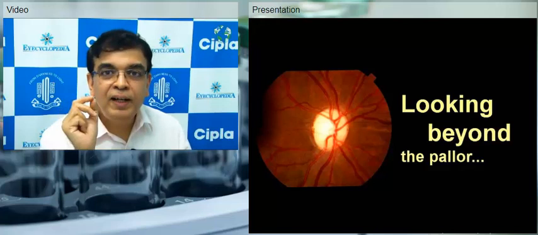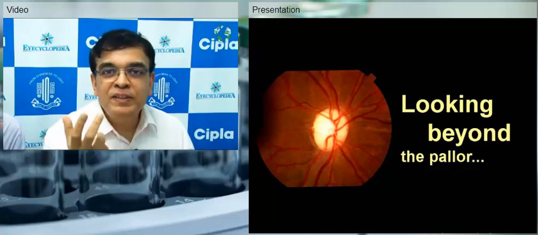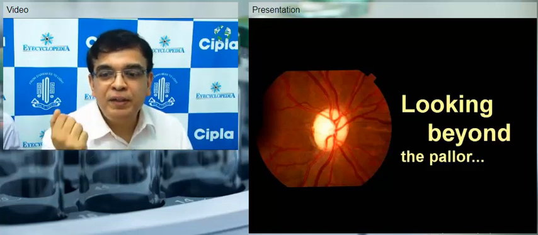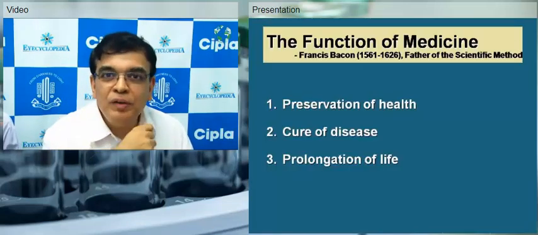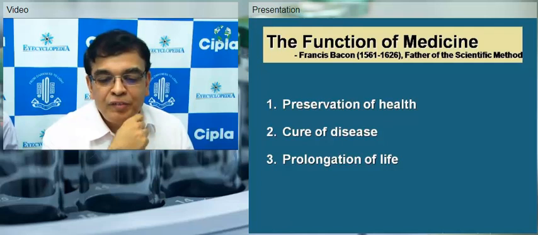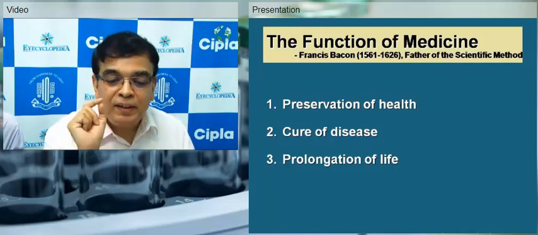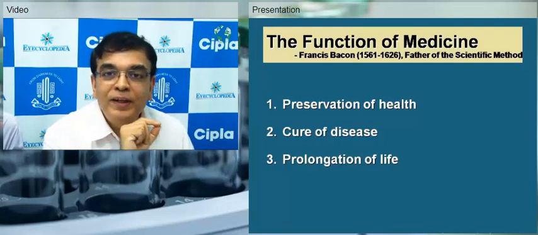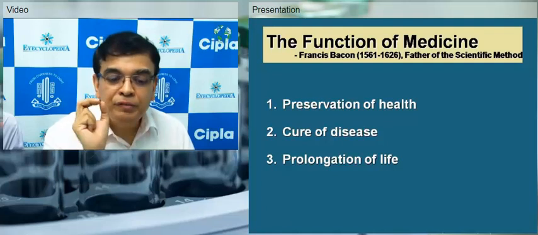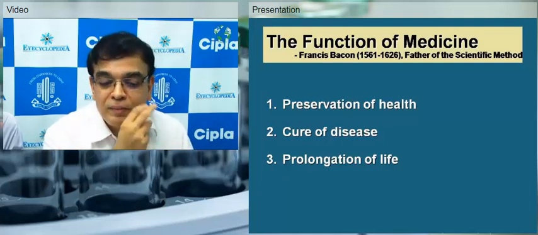And my last couple of slides is a little more philosophical question. Most of us consider optic atrophy and say nothing can be done for the vision, okay? But maybe you can do certain other things. Just look a little bit beyond the pallor. Francis Bacon, who's described as the father of the scientific method, at that time, this was in the 16th century, he said, what is the function of medicine? Is one, to preserve health, two, to find cures of disease, and essentially to prolong life. And this was about 500 years ago.